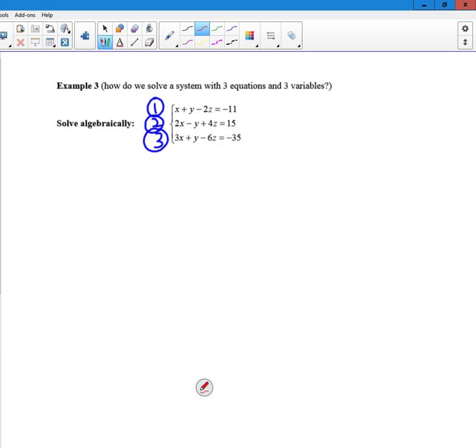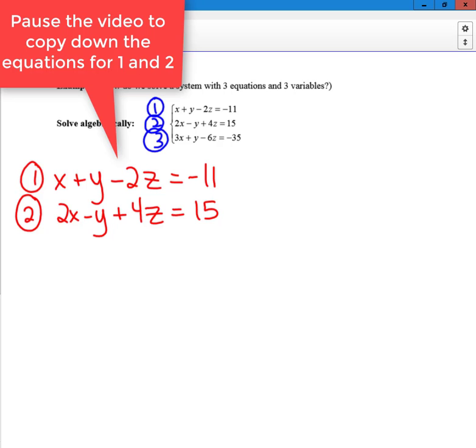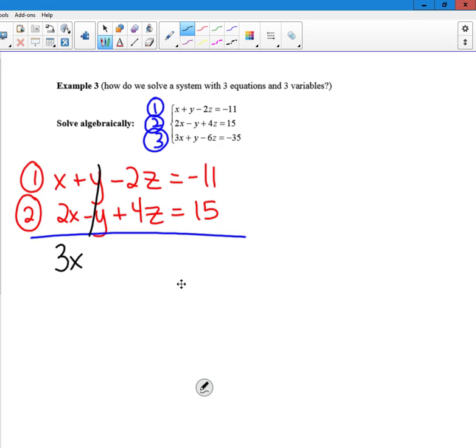So I'm probably going to pick number 1 and number 2. And then I'm just going to combine these, using that elimination method. So if we combine, we have x plus 2x, our y's are gone, and then we have a negative 2z and a positive 4z, which will give us positive 2z. And then we have negative 11 plus 15. What I've done is I've created equation number 4.